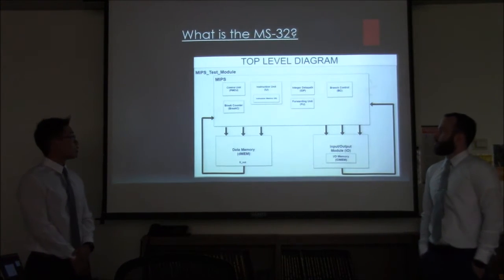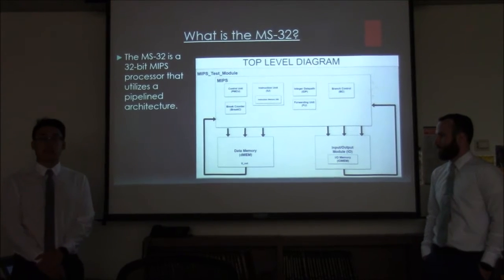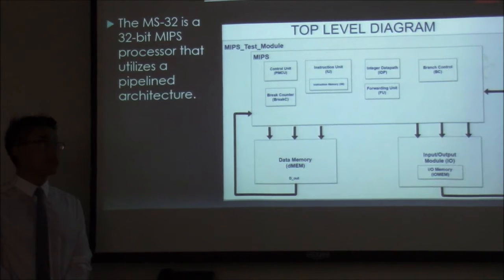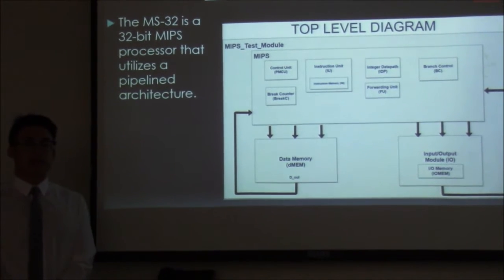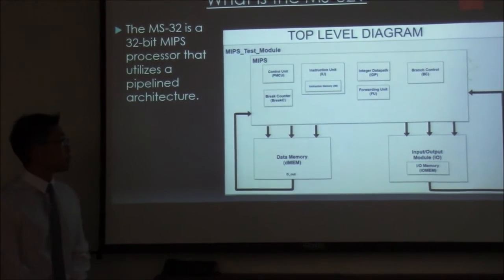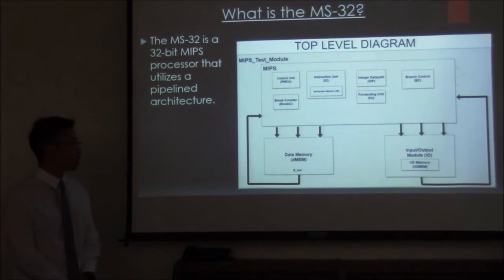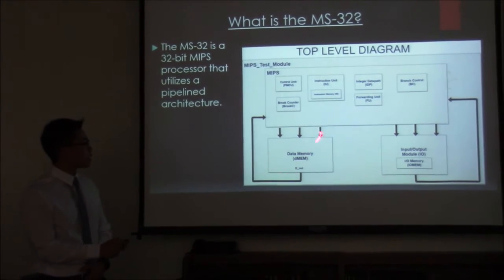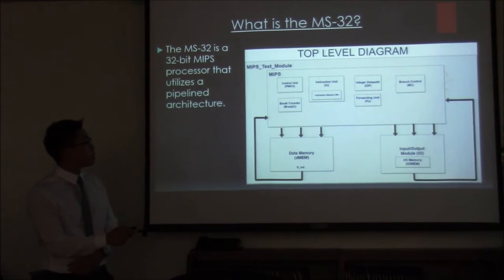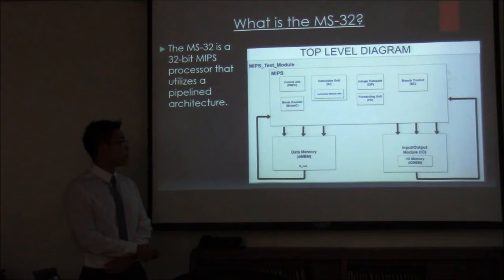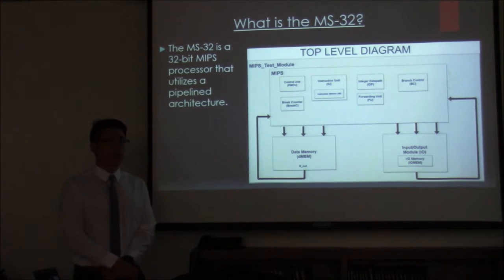Firstly, what is the MS32? The MS32 is a 32-bit MIPS processor that utilizes a pipelined architecture. You can see here from our top level diagram that it looks very similar to the multi-stage top level. You can see that there's data memory, I/O memory, and similar modules such as the control unit, instruction unit, and the integer data path. However, there are 3 new modules we will be covering in the later slides.